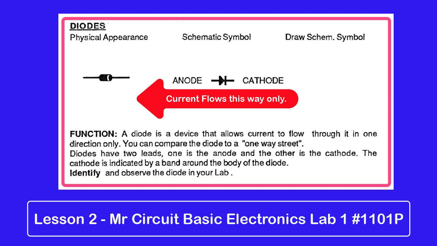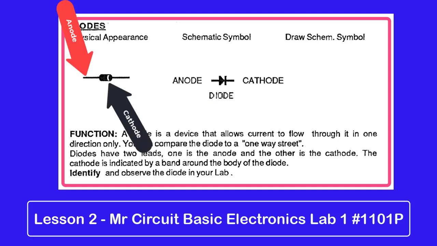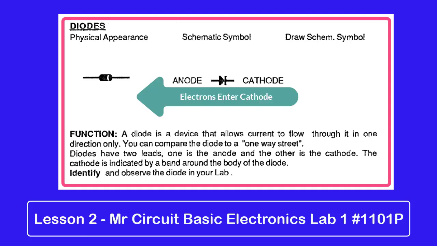Diodes have 2 leads. One is the anode, the other is the cathode, and the cathode is indicated by a band around the body of the diode. So identify this and observe your diode in the lab. The electrons actually enter the cathode side and come out of the anode side.